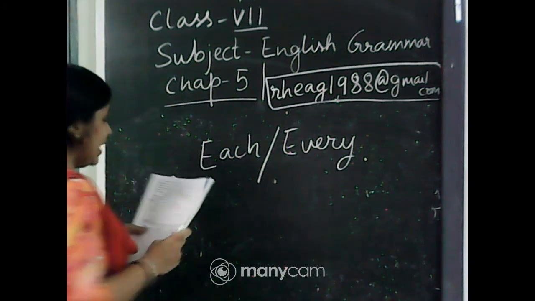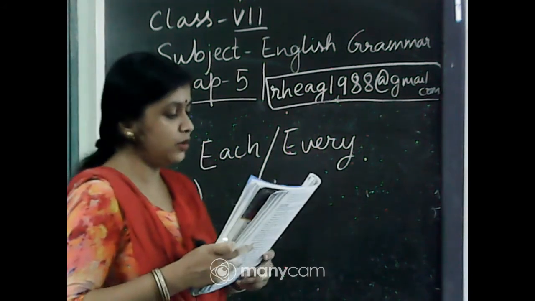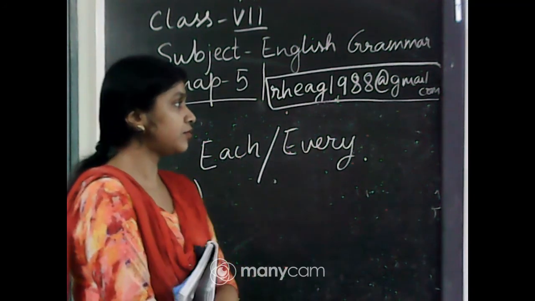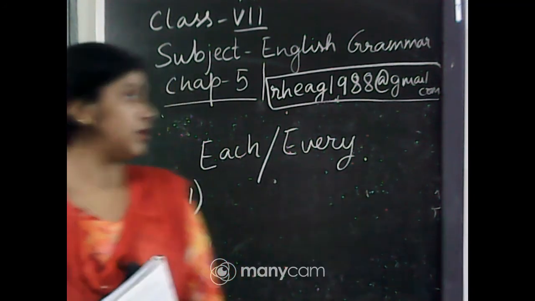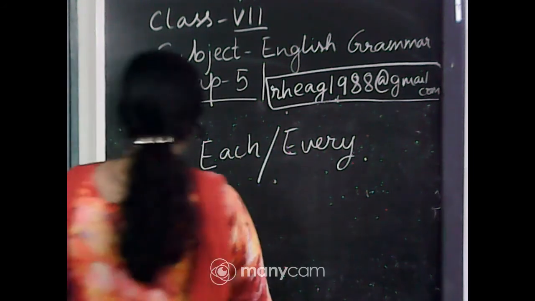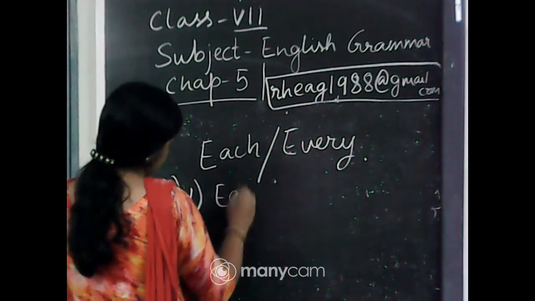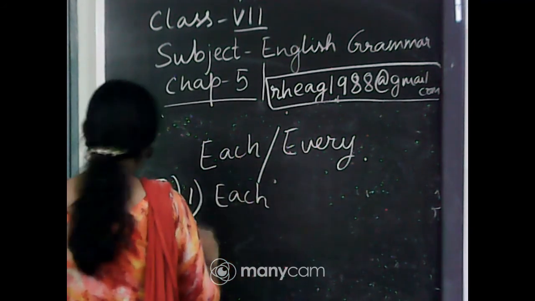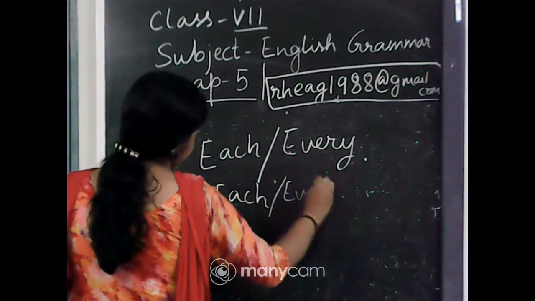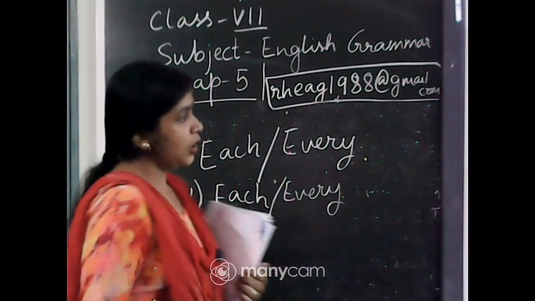Number 1. They are giving discount on dash item. Each item, correct. Every item is also correct. Each, every, both are correct. Okay, number 2.